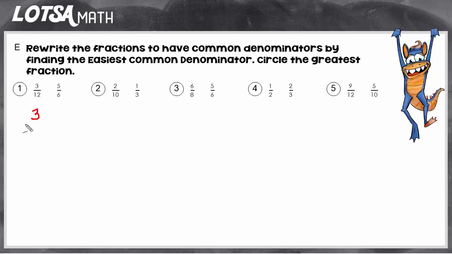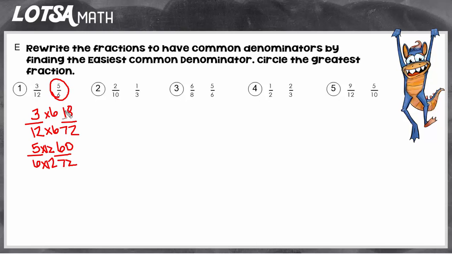So we're going to start by writing our original fraction, and we're going to recreate an equivalent fraction with the denominator of 72. And let's use multiplication to figure out our numerator. So 12 times 6 is 72. So 3 times 6 is 18. Now we're going to do the same thing for the second fraction. 6 times 12 is 72. So 5 times 12 is 60. So we can see that 60 is greater than 18, so 5/6 is greater than 3/12.